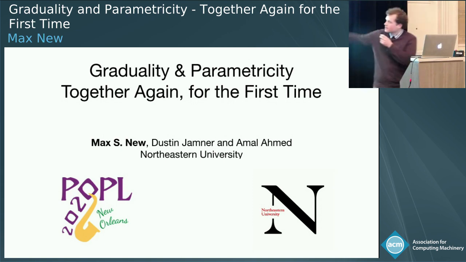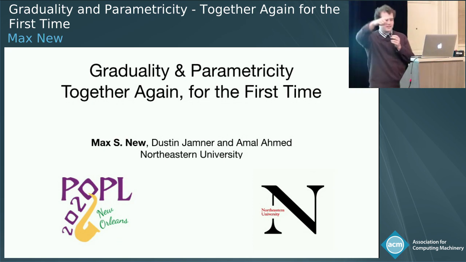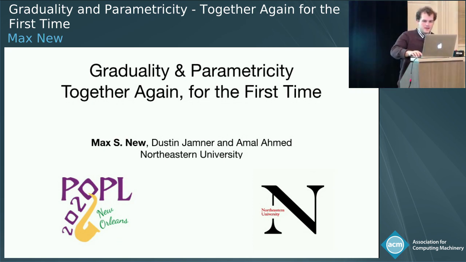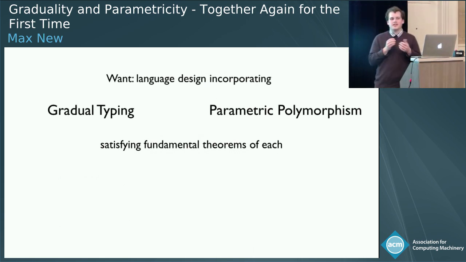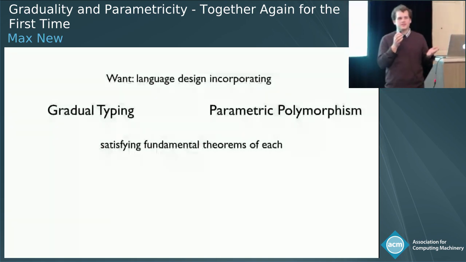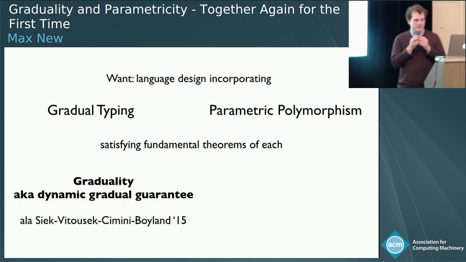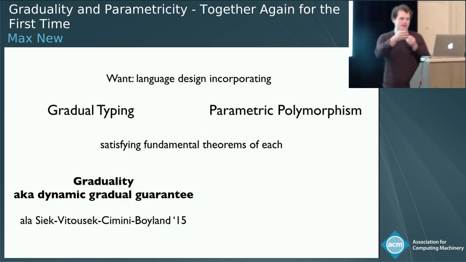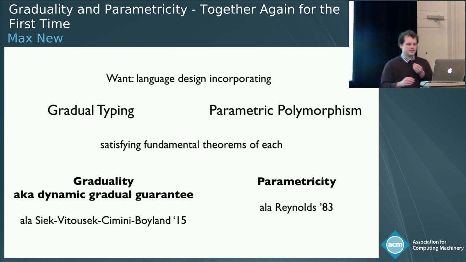Okay, yeah, and so this is joint work with my collaborators at Northeastern, Dustin and Amal, who are around here. So the goal in this work was to design a language incorporating gradual typing and parametric polymorphism while satisfying what we could call the fundamental theorems of each language feature. So for gradual typing, that's this property I like to call graduality, also known as the dynamic gradual guarantee. And for parametric polymorphism, that's obviously Reynolds' relational parametricity.